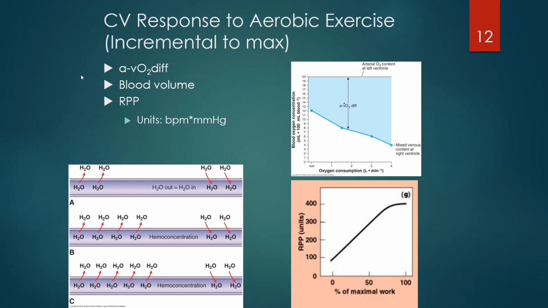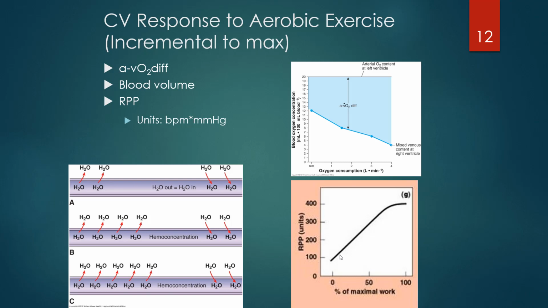All right, other variables, AVO2 difference, which we talked about. So in this example, this is the difference right here. It looks like at rest about 8 percent. And you can see as intensity goes up, that percentage increases. So AVO2 difference goes up during exercise, as we said, which reflects that the muscles are extracting more oxygen.